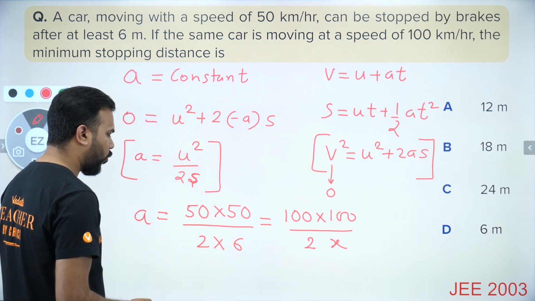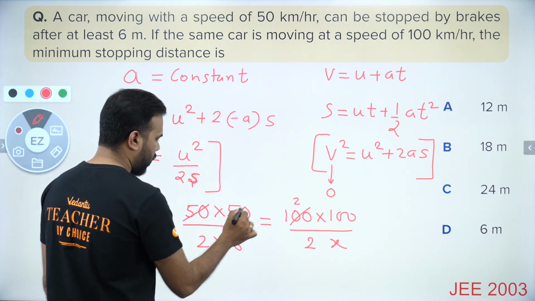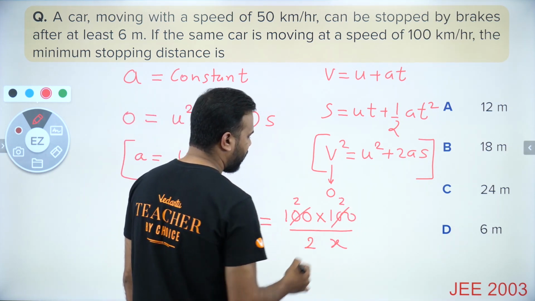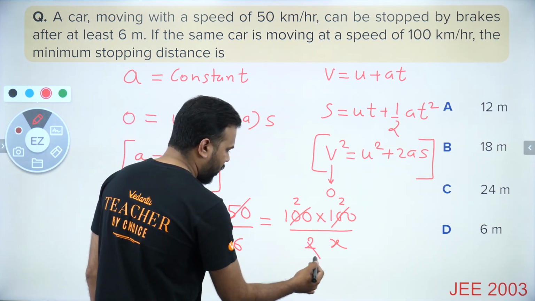Okay, then what, guys? You can see that this 50 is going to cancel this by 2 times, this 50 will cancel this also by 2 times. Very simple calculations. Yes or no? Cancel this 2 as well. So what do you have?